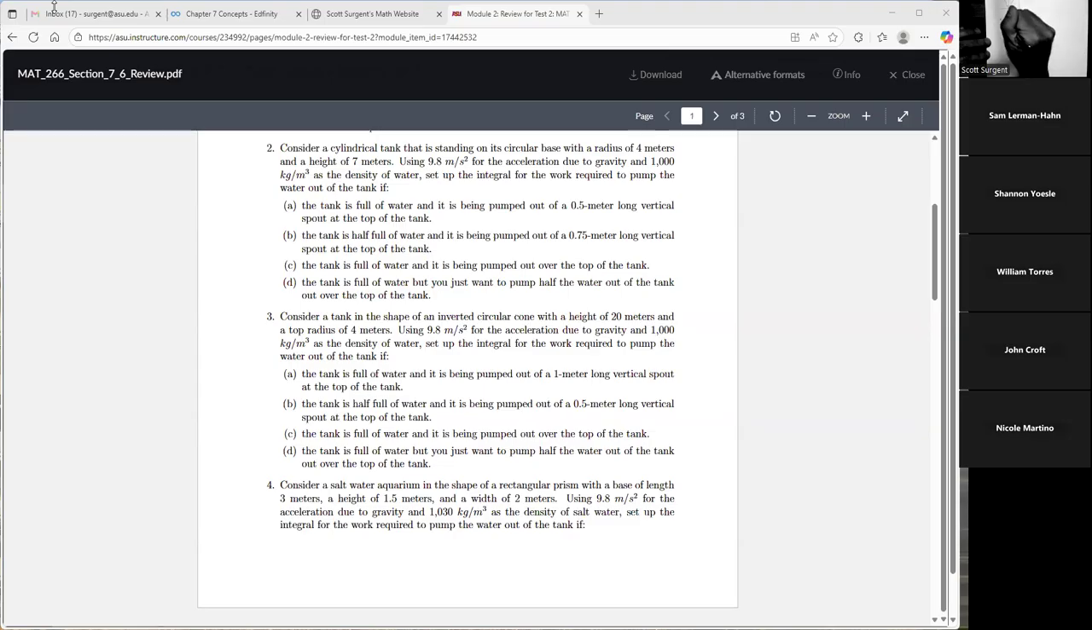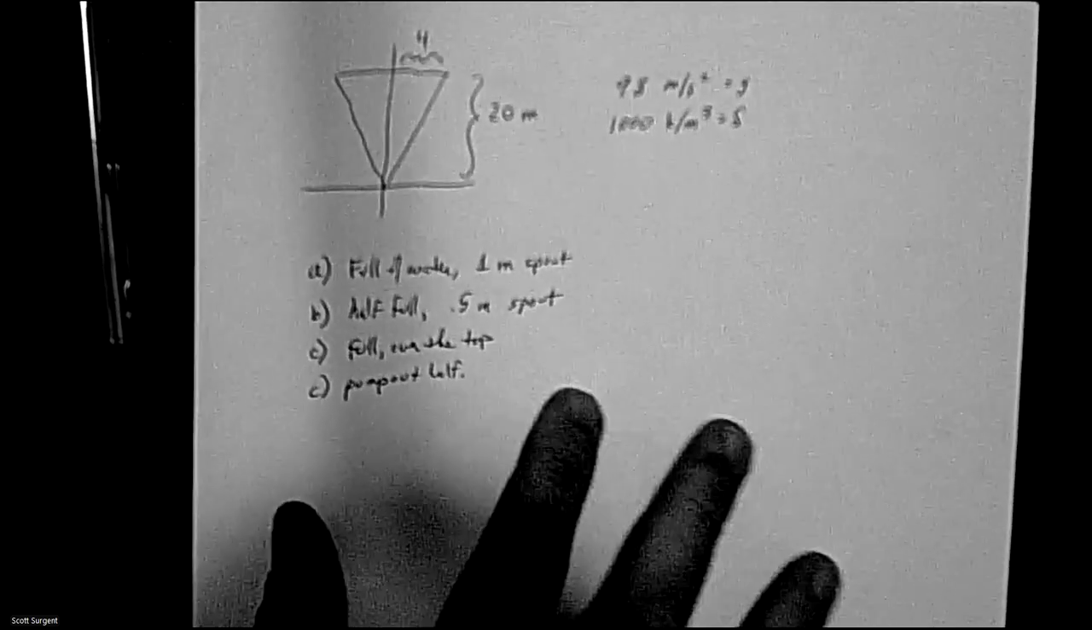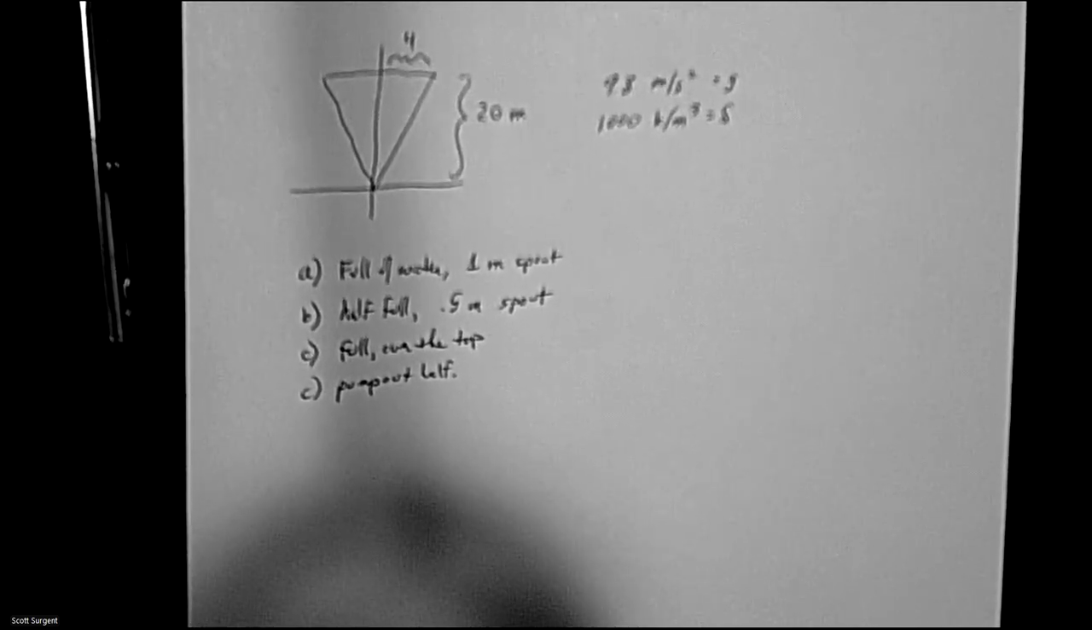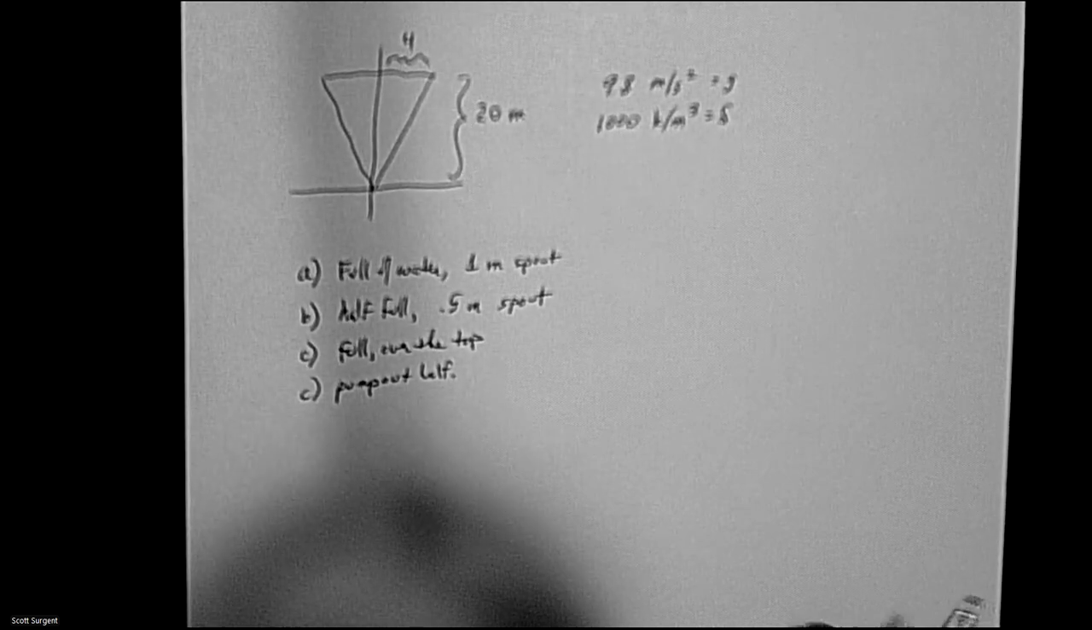Second one would be half full. I guess it'd be one with a 0.5 meter spout. The third one is just being pumped over the top. The last one is you just want to pump half the water out of the tank over the top. Okay. If I can get one of them set up, the rest kind of follow. They're just cosmetic changes. This is a good question.